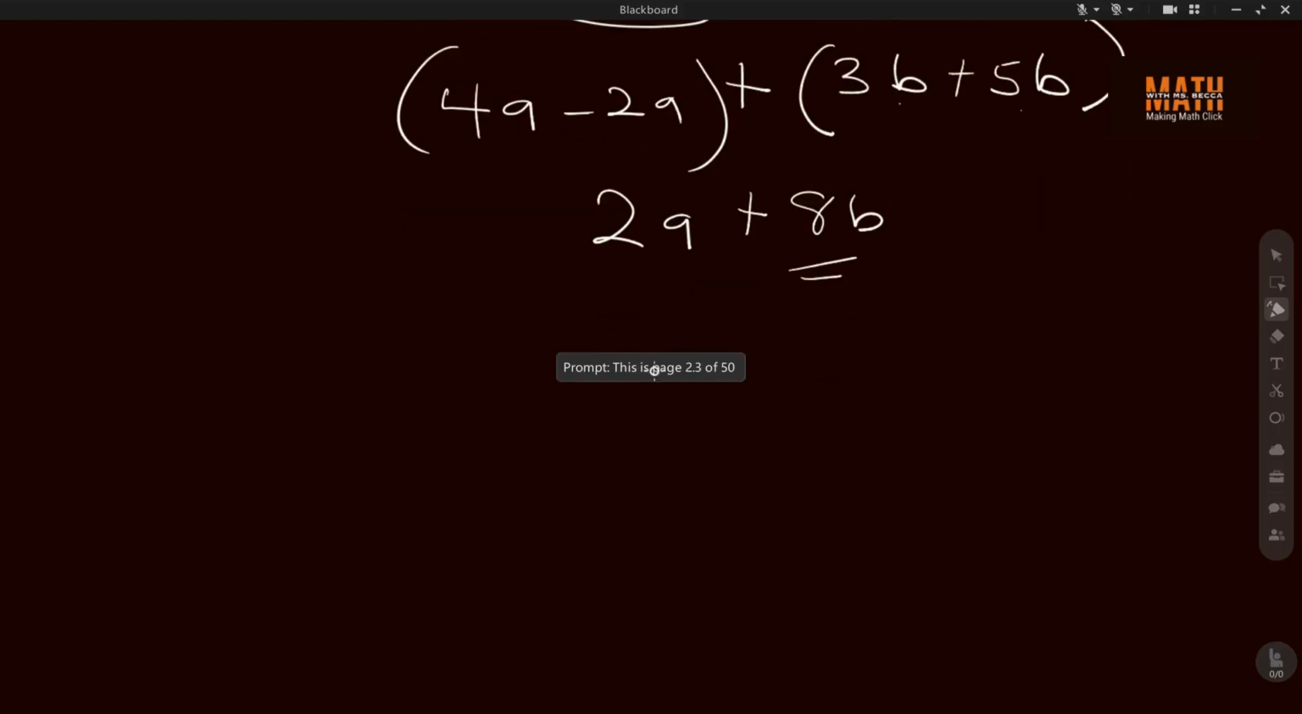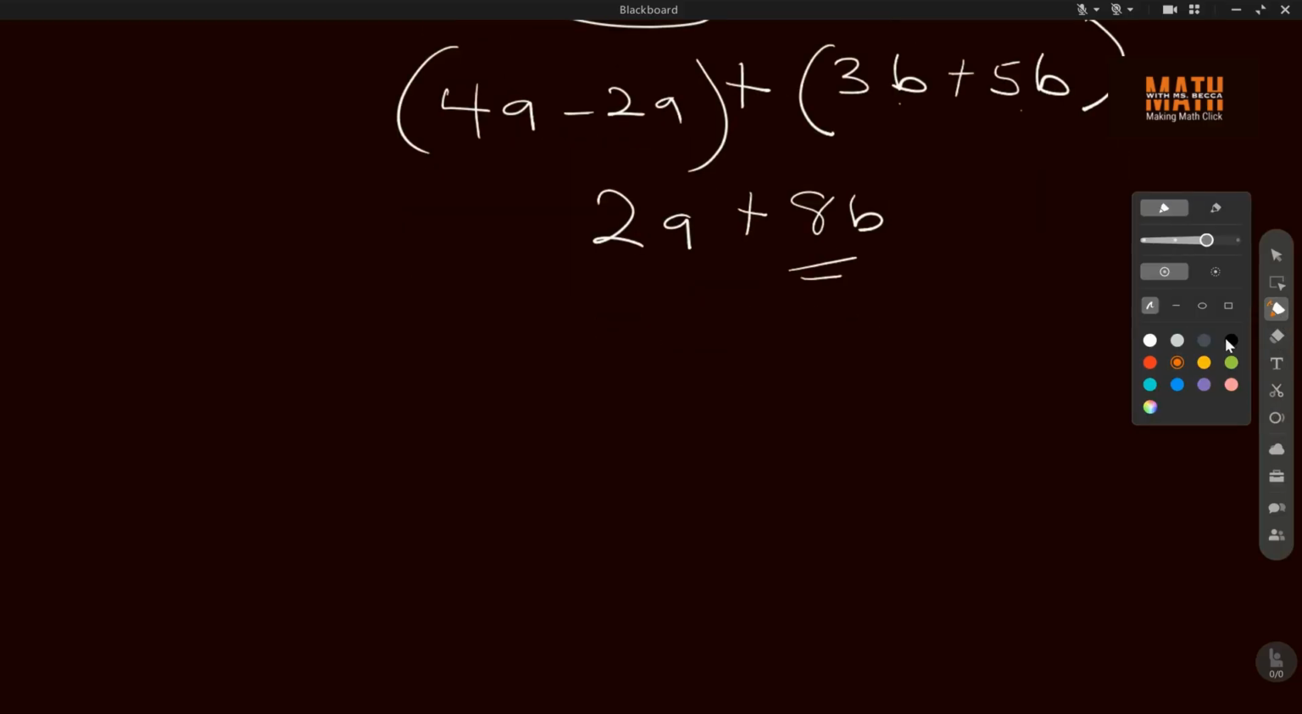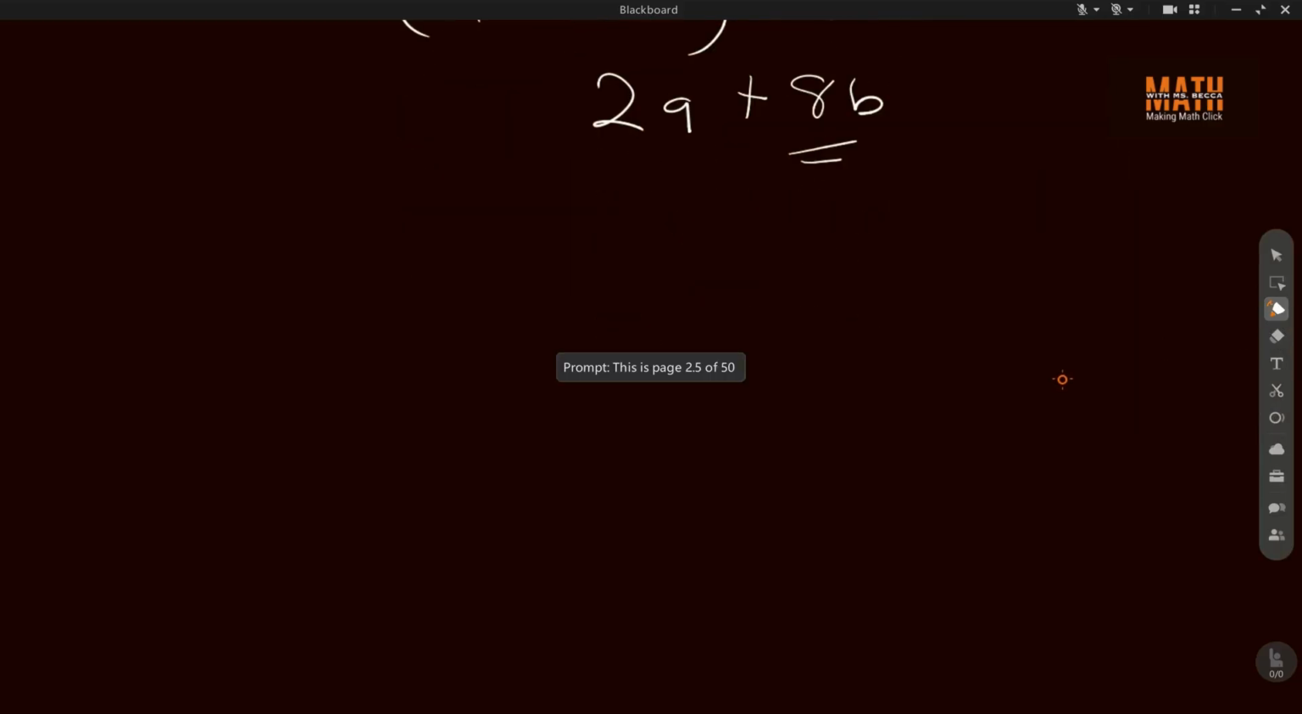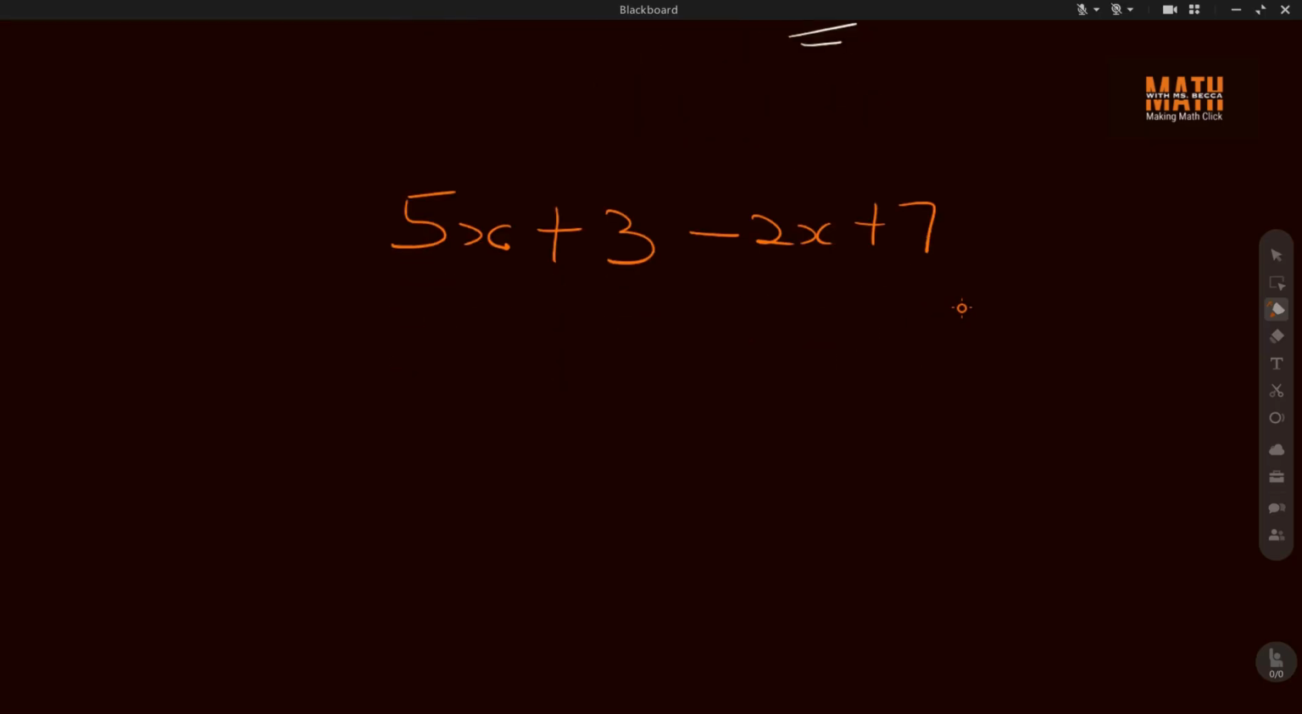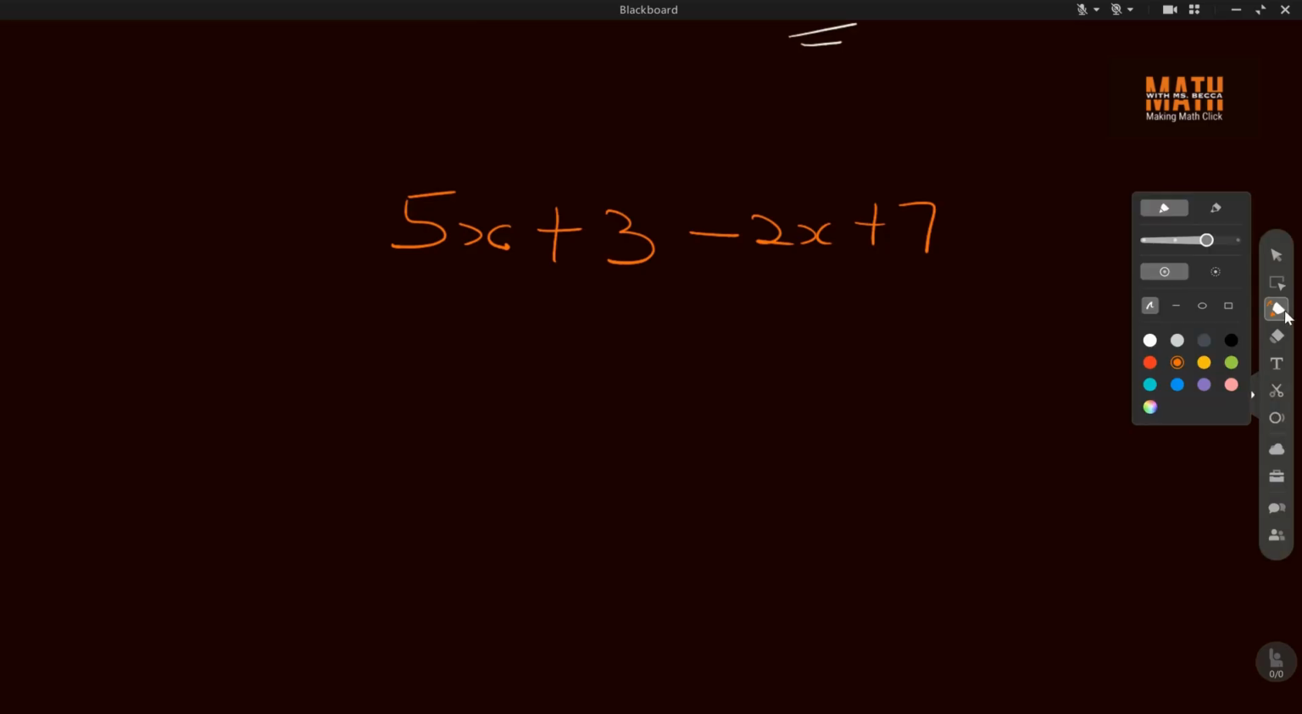Now let's look at another example. What will be the answer to this? 5x plus 3 minus 2x plus 7. Pause this and leave the answer in the comments. What will be the answer? How do we solve this?